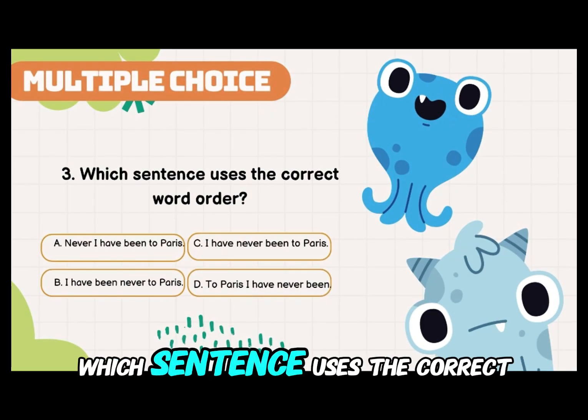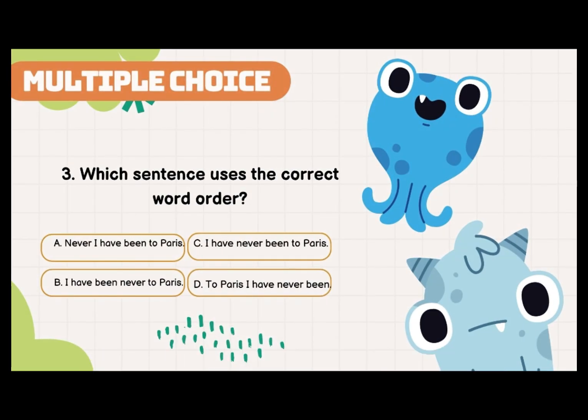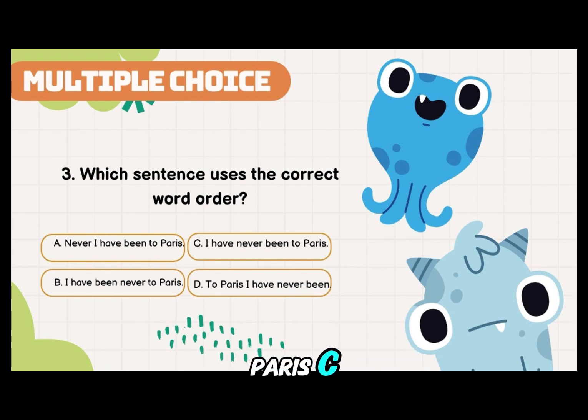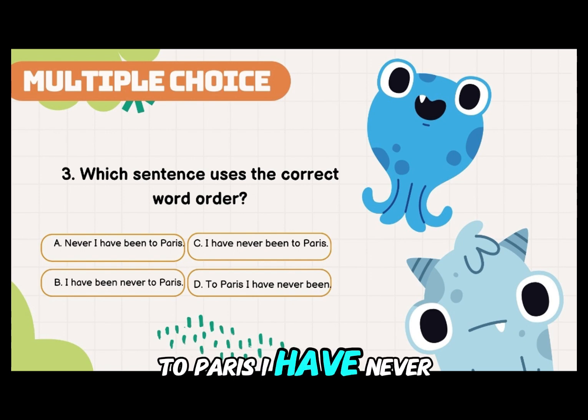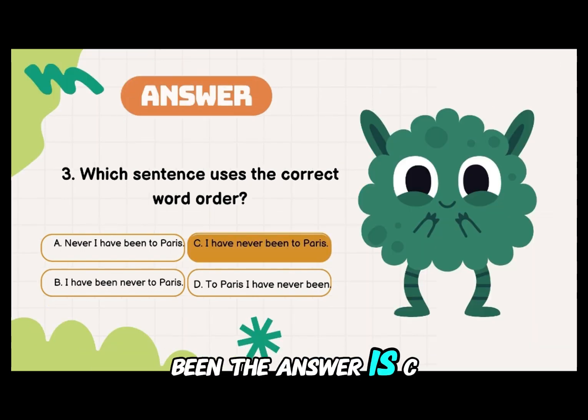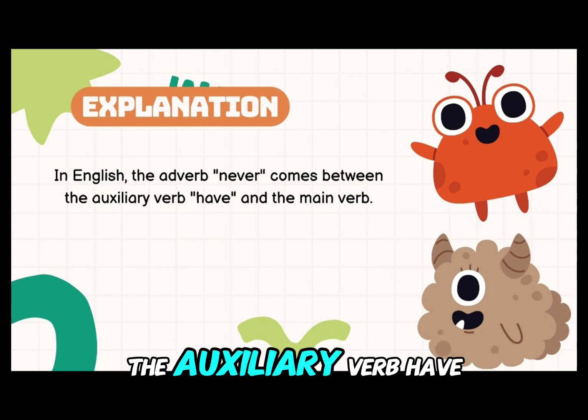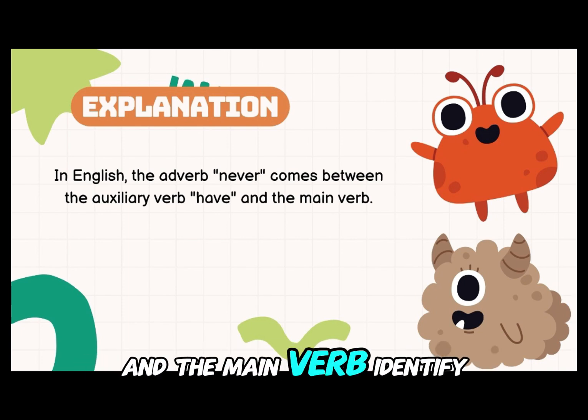3. Which sentence uses the correct word order? A. Never I have been to Paris. B. I have been never to Paris. C. I have never been to Paris. D. To Paris I have never been. The answer is C. Explanation: In English, the adverb never comes between the auxiliary verb have and the main verb.